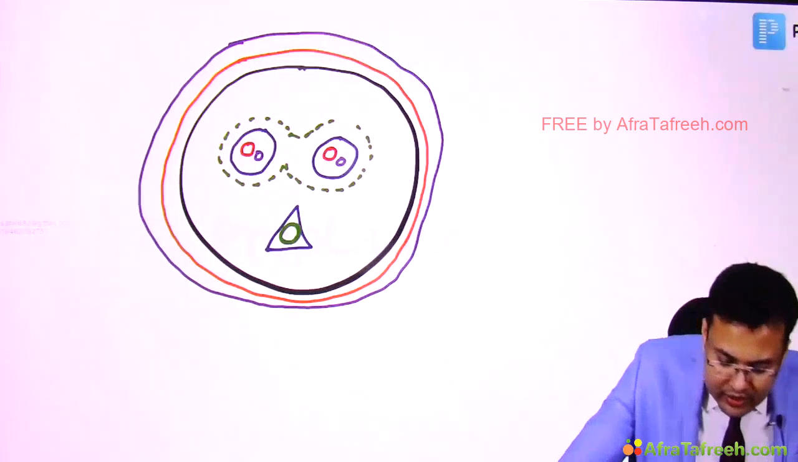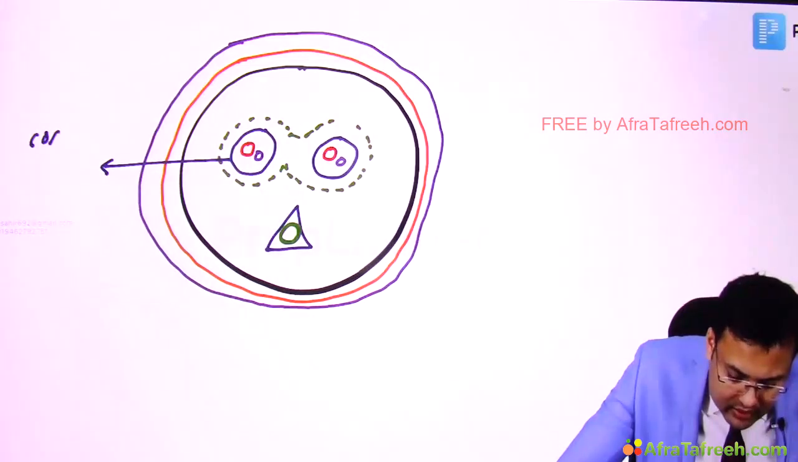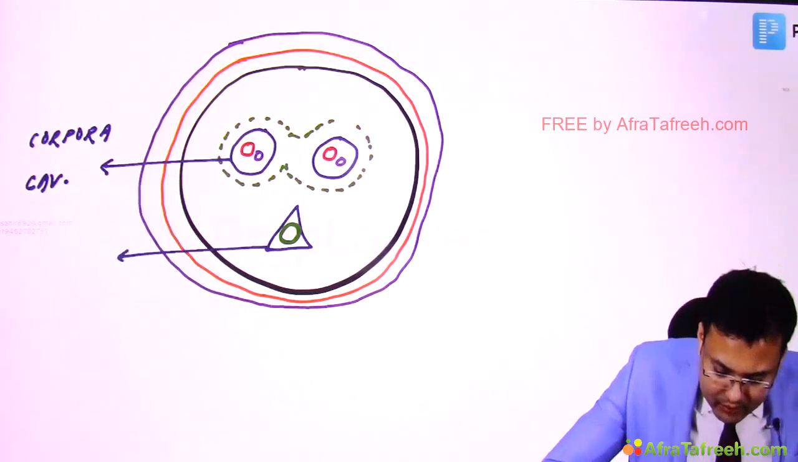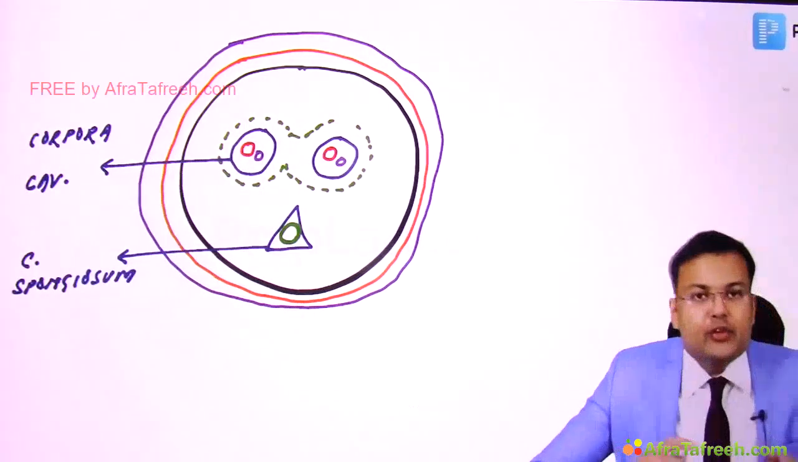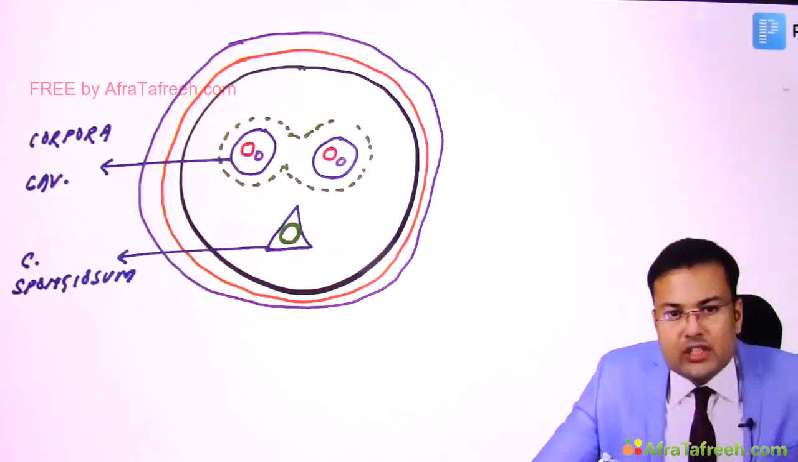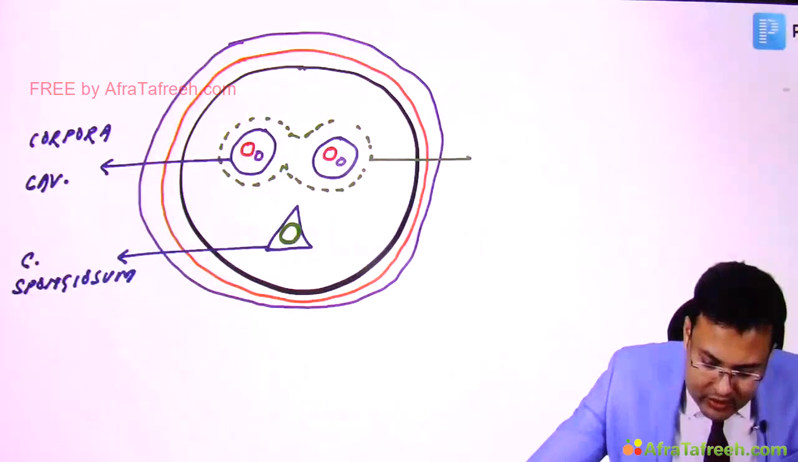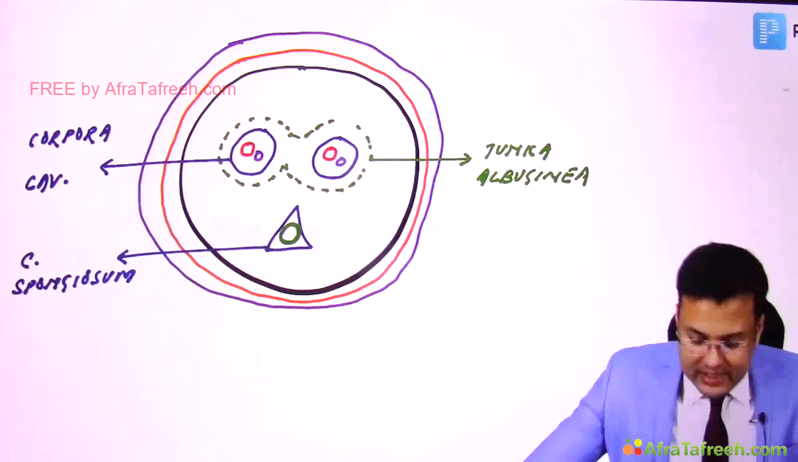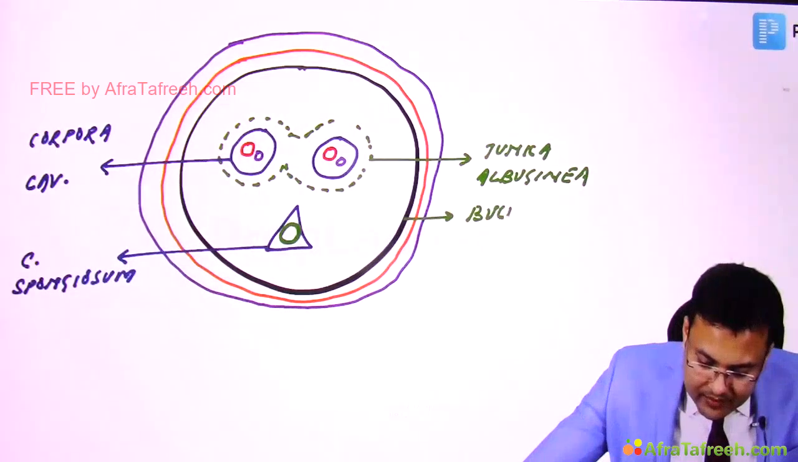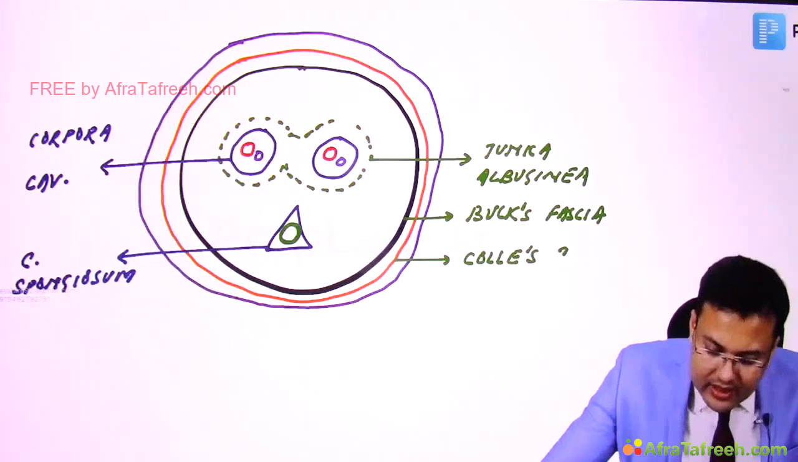So here what you saw is the corpora cavernosum. This is the corpora spongiosum, and in the spongiosum there is the urethra, right? Now around this corpora cavernosum you can see the tunica albuginea. Okay, this layer is Buck's fascia. And this one is Cooley's fascia, right? And this is penile skin.